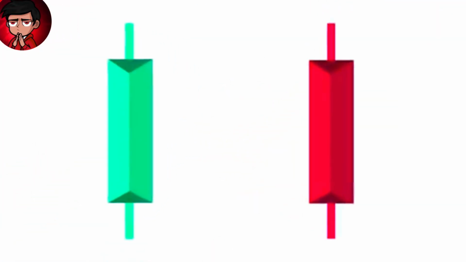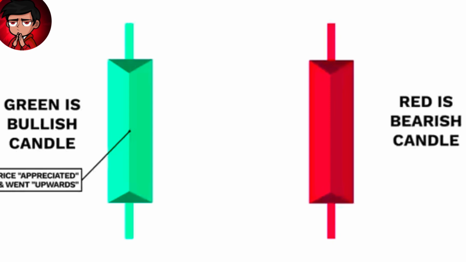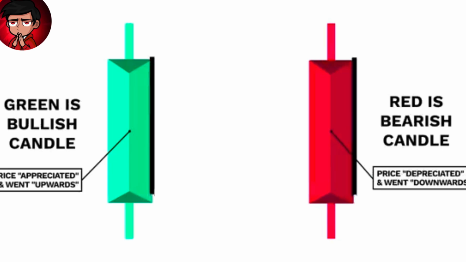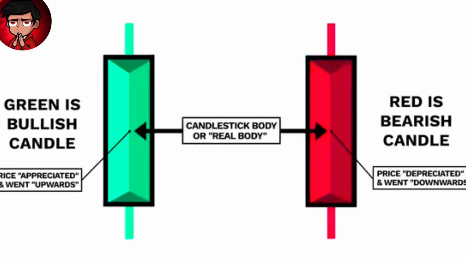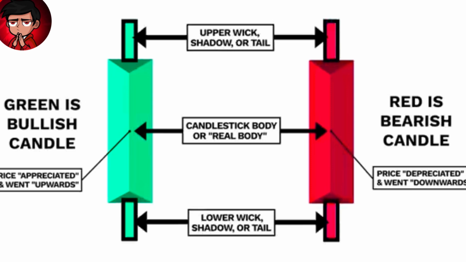Now, here's how you actually read a candlestick. Green candlesticks are bullish because price appreciated and went upwards for the time period. Red candlesticks are bearish because price depreciated and went downwards for the time period. This rectangle area is known as the candlestick body or the real body. These lines that stick out above and below the candlestick body are known as the wicks or shadows or tails.